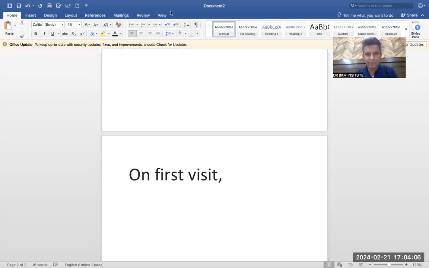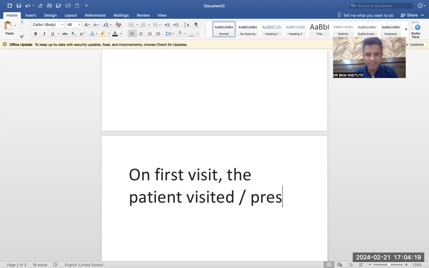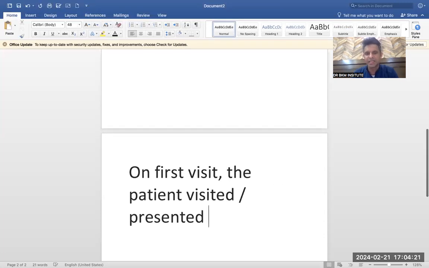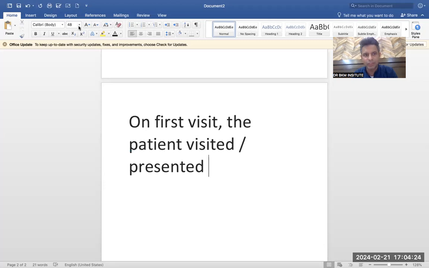So I will say, just simply think on first visit, the patient presented or the patient visited. See, this is an active voice. Active voice means that the patient came by himself. The patient presented or the patient visited. That's simple. Whether the patient visited or presented, that is a second form. Second form, my dear, means that it is an active voice. That means the patient came by himself.